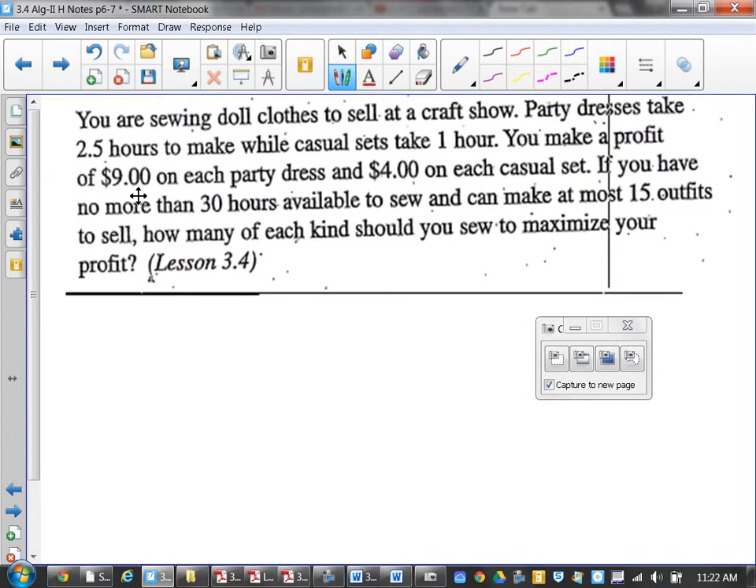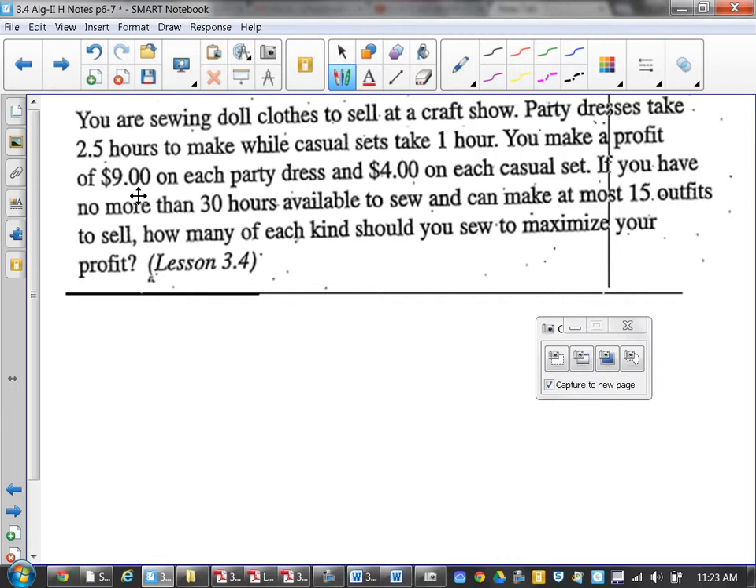Party dresses take you 2.5 hours and casual sets take an hour. Great. You make a profit of $9 on a party dress and a profit of $4 on a casual set. If you have no more than 30 hours available to sew, and you can make at most 15 outfits to sell, how many of each kind should you sew to maximize your profit? So your objective is to maximize profit.